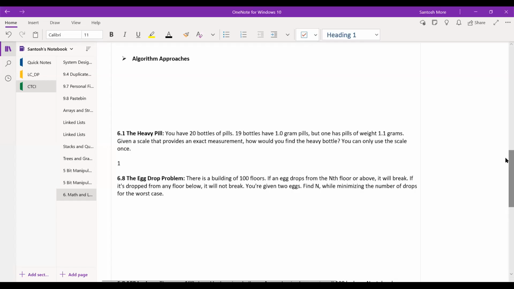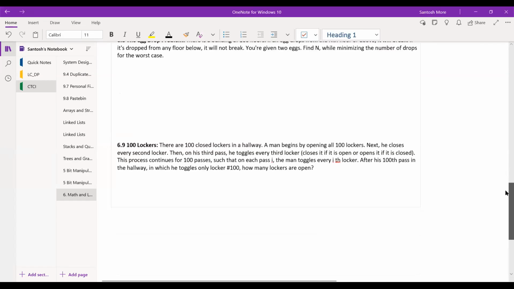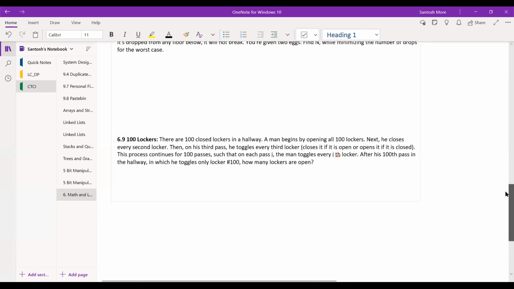Okay, so there is one more problem, I think, about the lockers in the hallway. I think we are almost close to time, so I'll just quickly go through this. This is about the 100 locker problem. I think we have also done this in one of our LeetCode sessions.